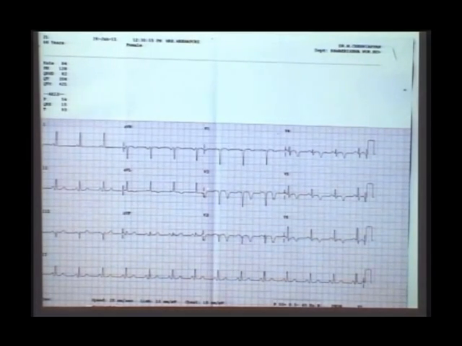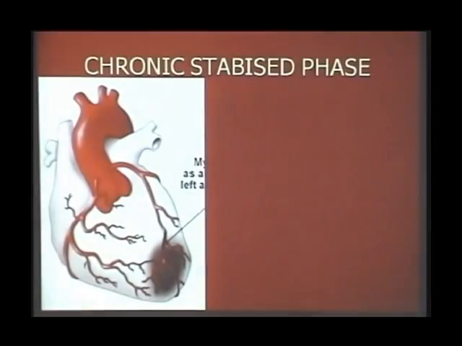So this is a fully evolved subacute phase where there is a Q wave, a normal ST segment, and a symmetrical T wave inversion. You see that now? It's a classical primary T wave inversion. See the ST segment flat and the symmetrical T wave inversion. So this is the ischemia.